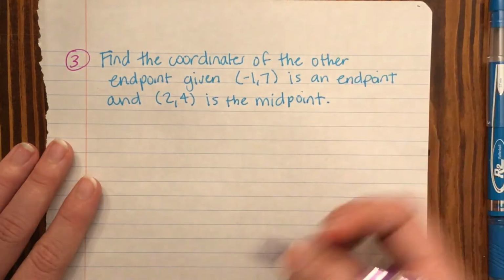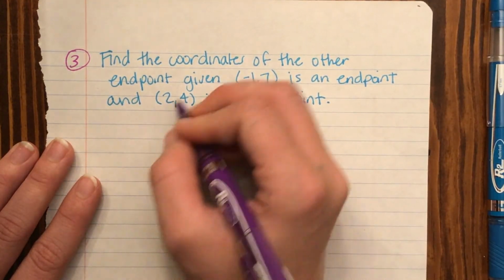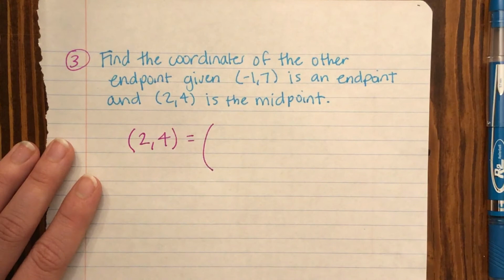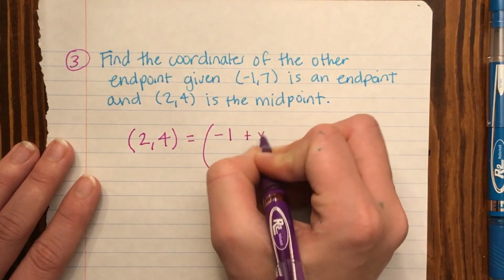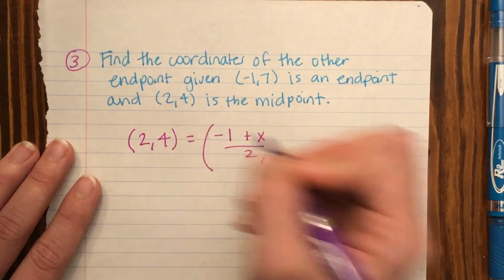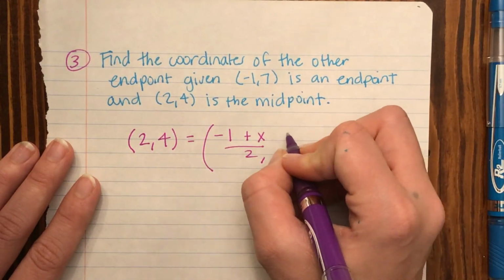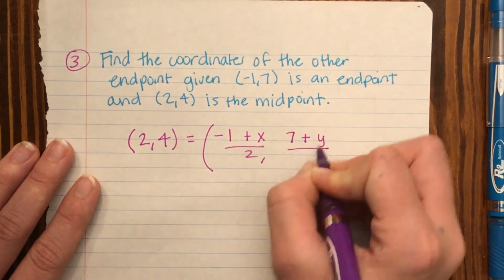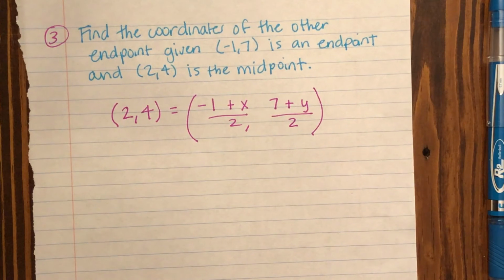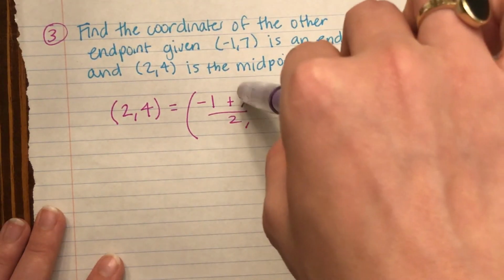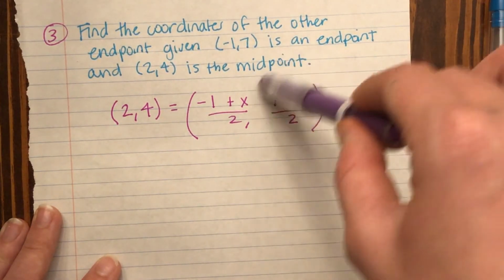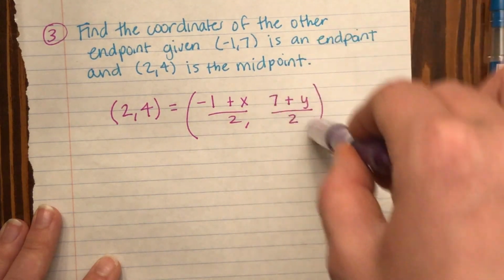Okay, so midpoint formula said that I got (2, 4) as my midpoint, but it came from averaging my x's. It came from negative 1 plus x divided by 2, right? Negative 1 plus some other number divided by 2 gave me 2. 4 came from 7 plus y, some other y value, divided by 2. Now, this is where some of y'all are going to be able to do this mentally. Some of you are going to want to show the work. Some of you can figure out what x has to be so that when I subtract 1 and divide by 2, I get 2. Some of you can figure out in your head what y needs to be so that when you add 7 and divide by 2, you get 4.